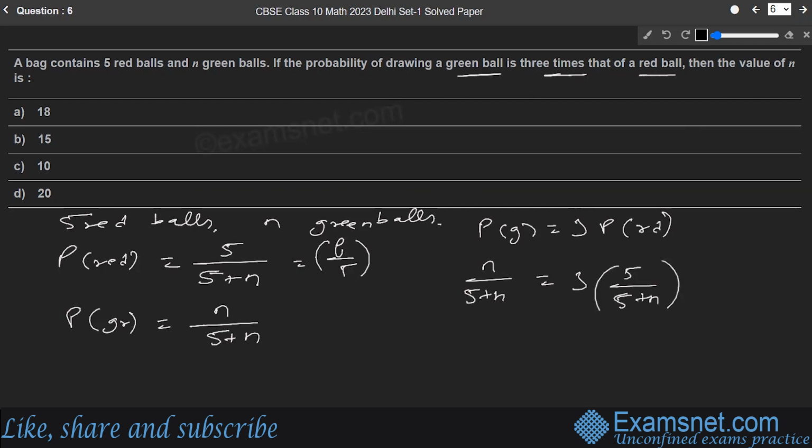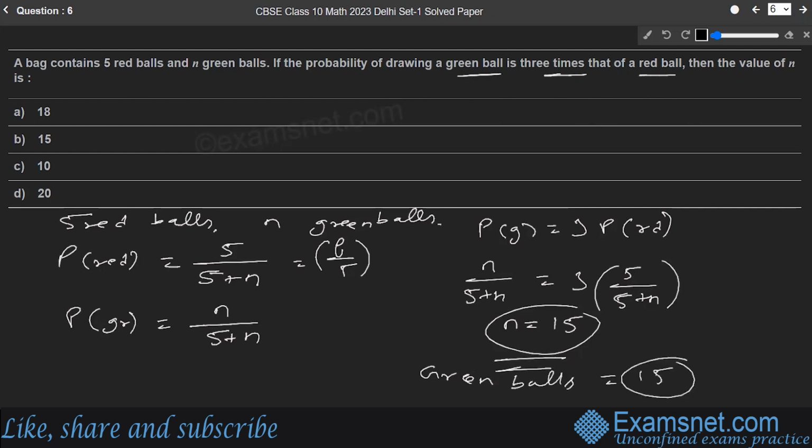If we solve this further and do some cross multiplication, what do we get? n is ultimately coming out to be 15. So we can say the number of green balls is 15. So option B is right.